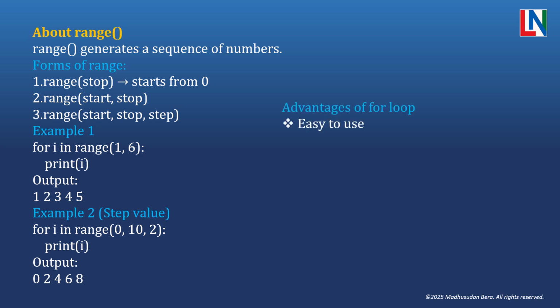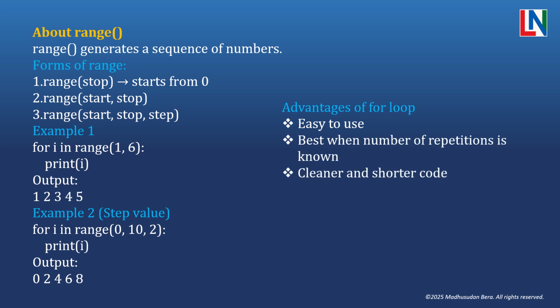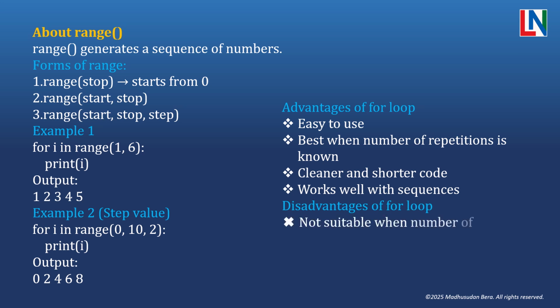Advantages of for loop: easy to use, best when number of repetitions is known, cleaner and shorter code, works well with sequences. Disadvantages of for loop: not suitable when number of repetitions is unknown, less flexible than while loop.